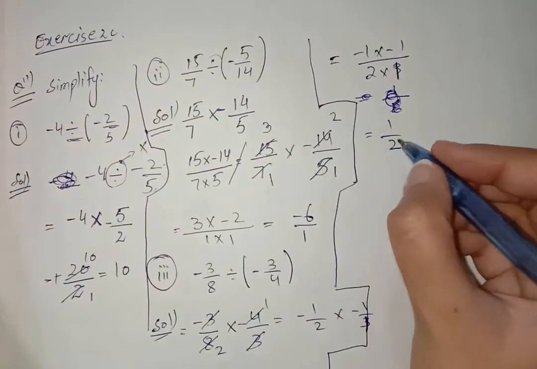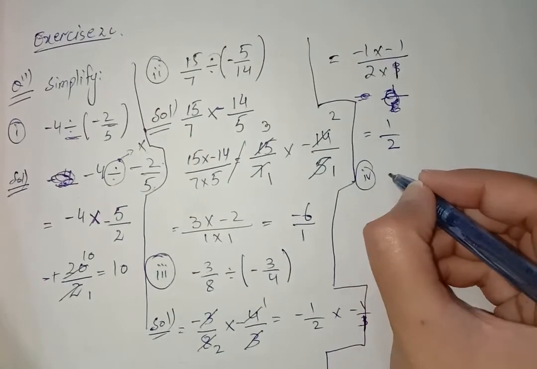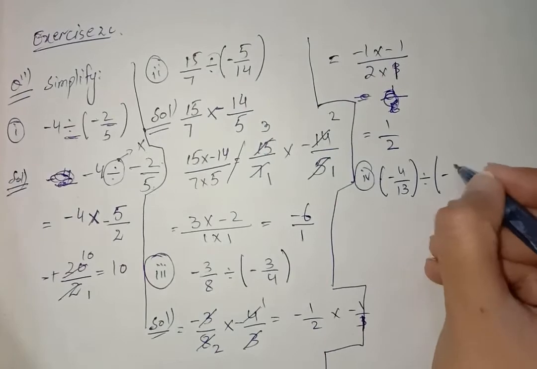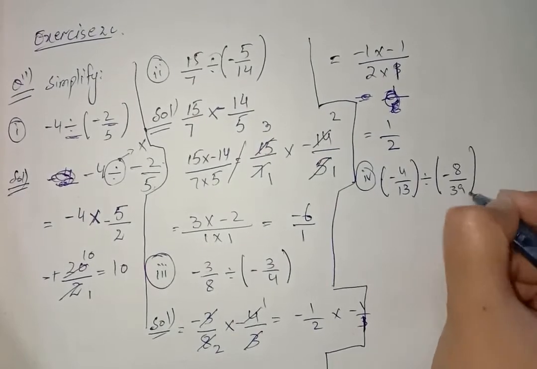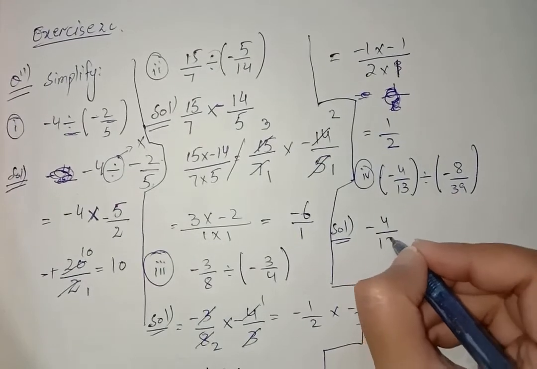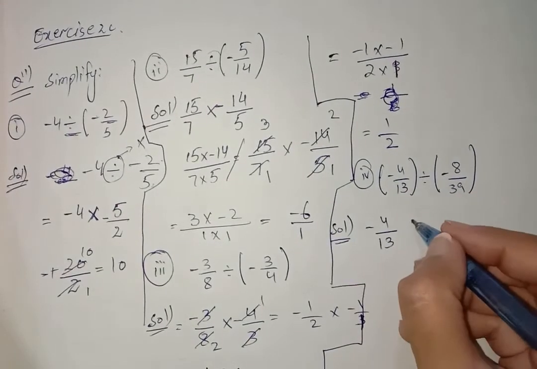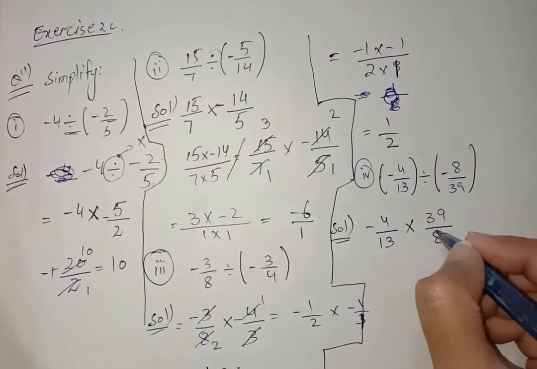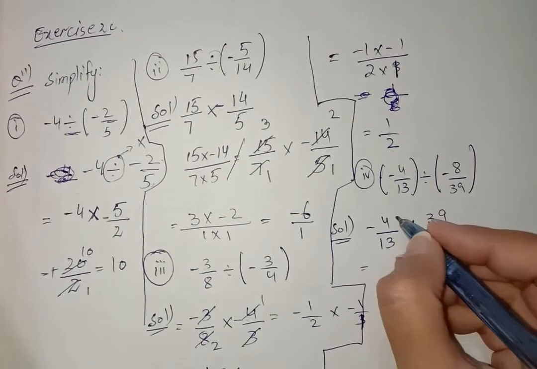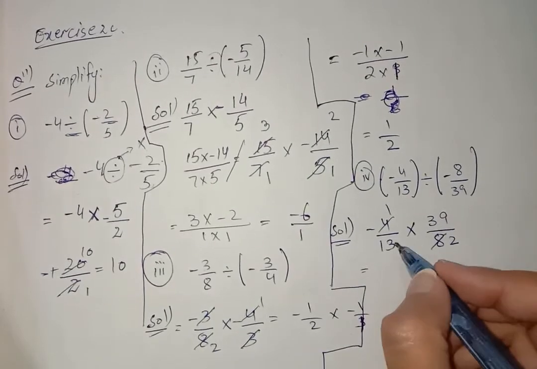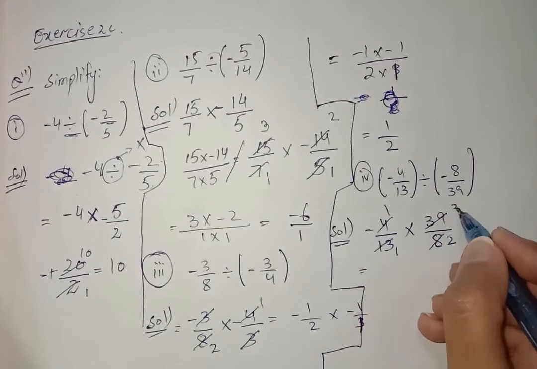Now move towards part number 4, which is minus 4 by 13 divided by minus 8 by 39. Just like the previous question, minus 4 by 13, the division sign changes into a multiplication sign, and 39 by 8. Now start cutting. 4 1s are 4, 4 2s are 8, and 13 1s are 13, 13 3s are 39.